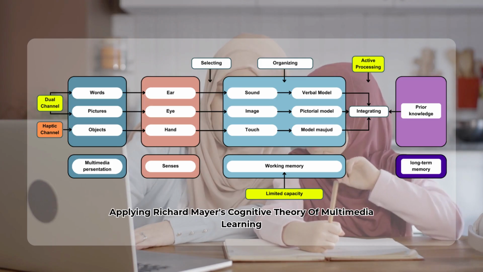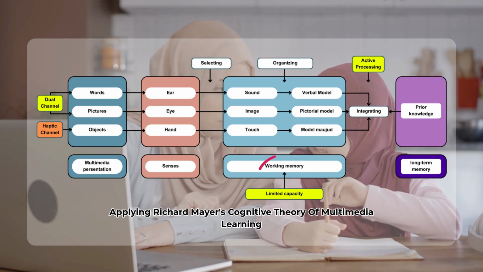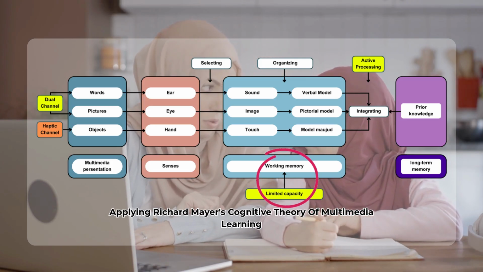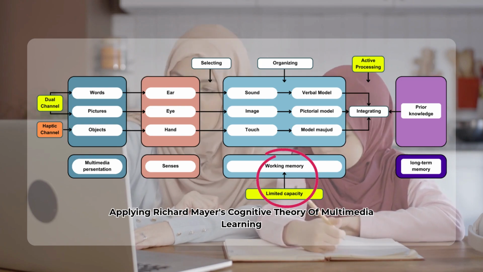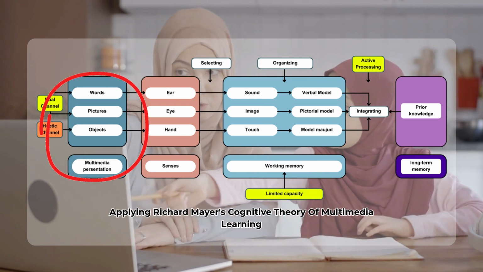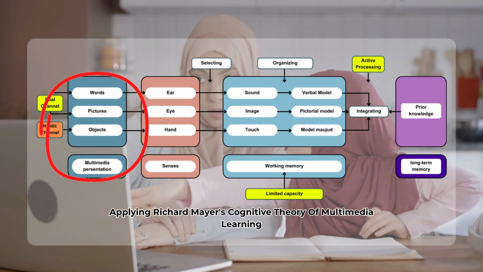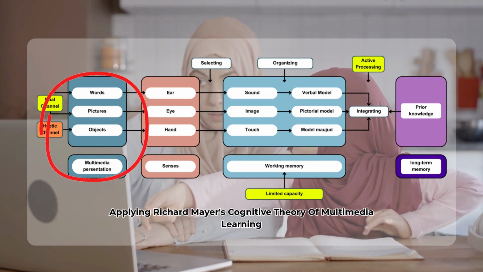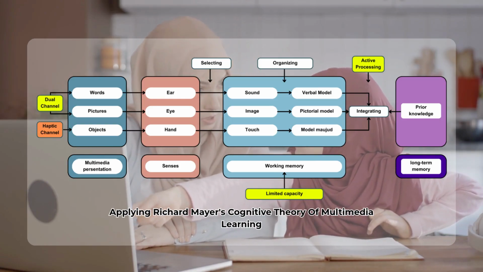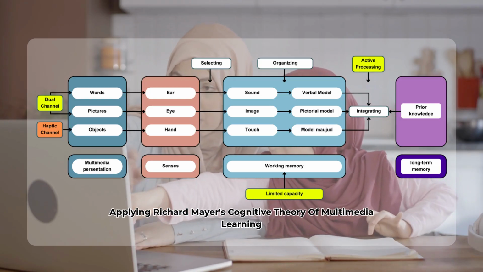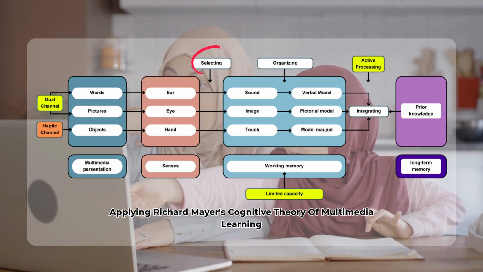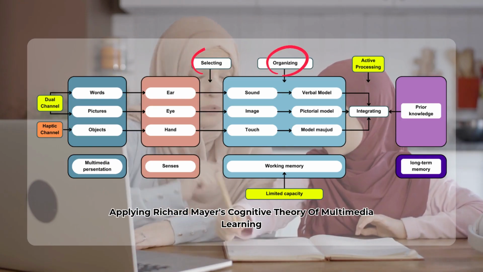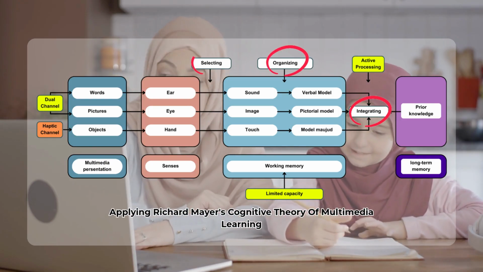However, our working memory has limited capacity. Too much information at once can lead to cognitive overload. That is why multimedia content must be designed thoughtfully, showing only essential elements to support focused learning. To truly learn and retain information, students must go through 3 active processes: selecting relevant input, organizing it into mental models, and integrating it with prior knowledge.